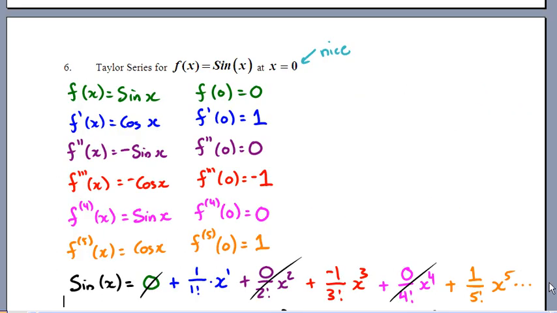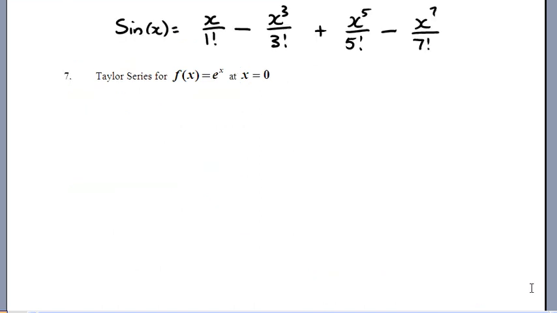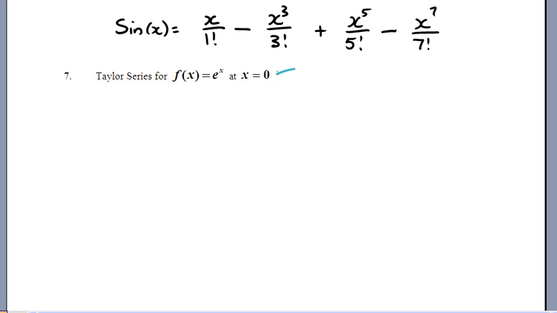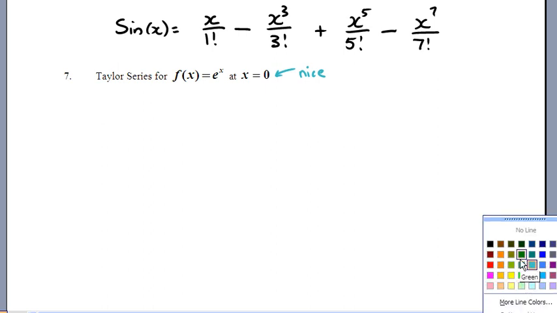We did this Taylor series for sine. Technically, I guess you could say it's a Maclaurin series because it had a nice x value of 0. And we're going to do a Taylor series for e to the x now. Also technically a Maclaurin series because I like to do a nice x value of 0 again. It's a nice place to start evaluating this function. And we'll see what happens when we start evaluating the function and its derivatives at x equal to 0.